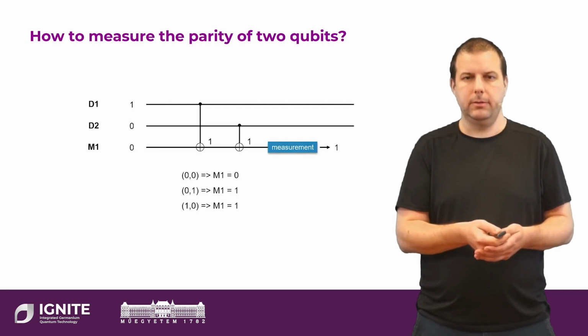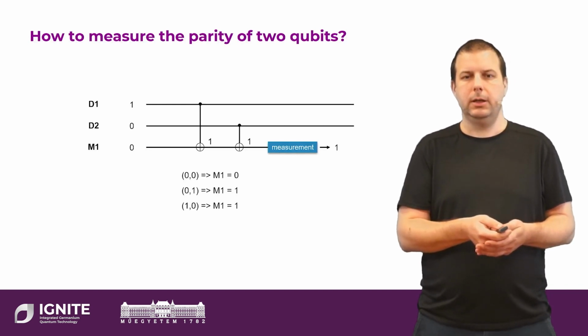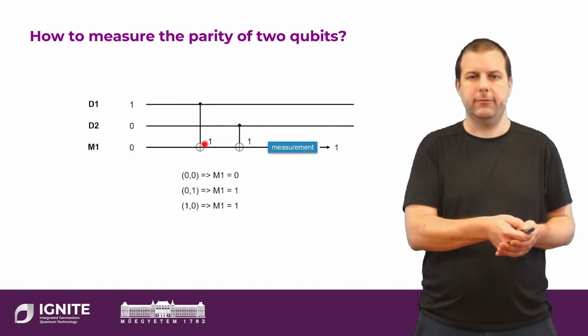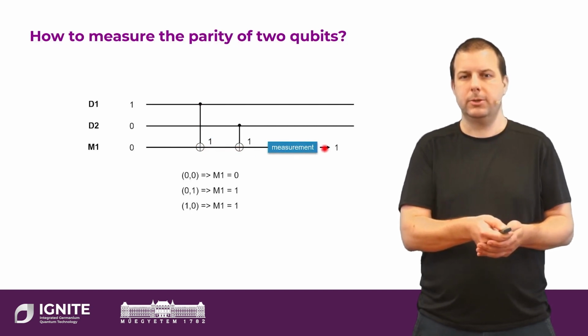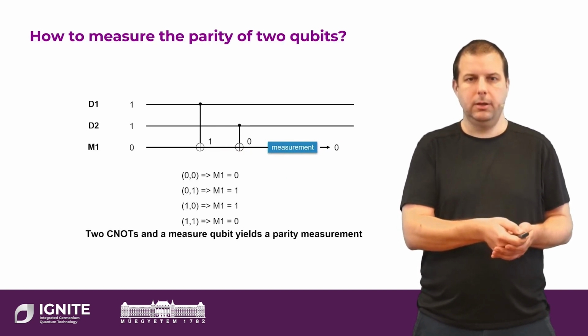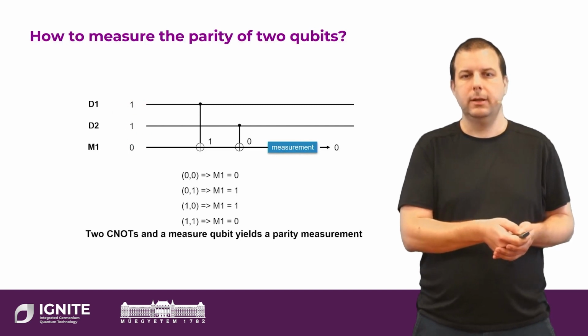Another example: when the data qubits are in the state 1, 0, it is the first CNOT which is active, so that's going to flip the measure qubit value. The second CNOT is passive, it doesn't change this, so the measurement will be again 1. And finally, in the last configuration, when both of these data qubits are in the 1 state, then both of these CNOTs will be activated.